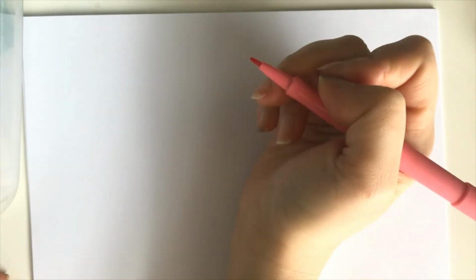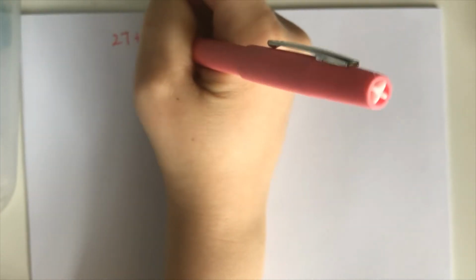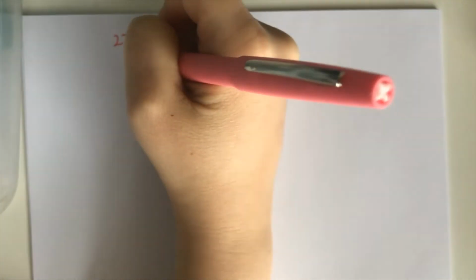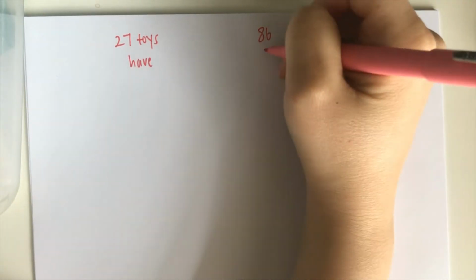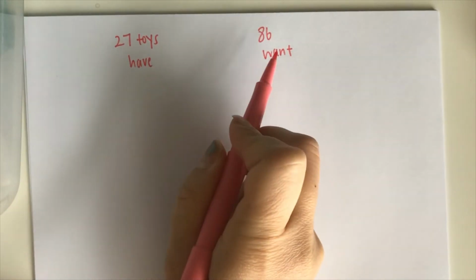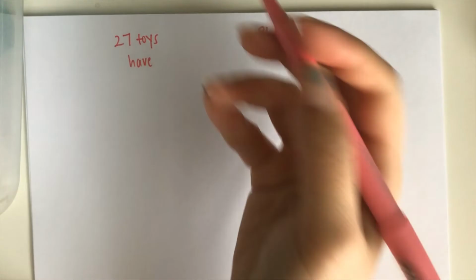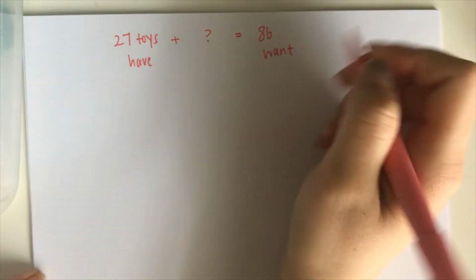So we already know that Miss Severino has 27 toys. She has this right now, and she wants to have 86 toys all together. So how do you go from 27 to 86? Well, our number gets bigger, so we actually need to add something here in order to get this number.